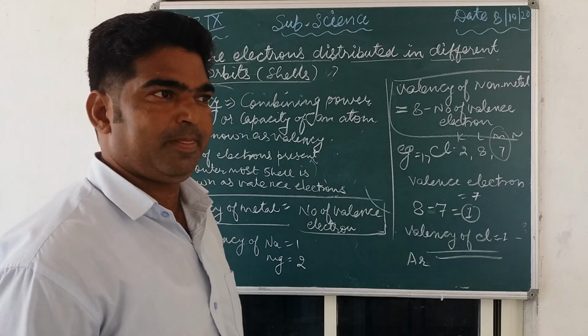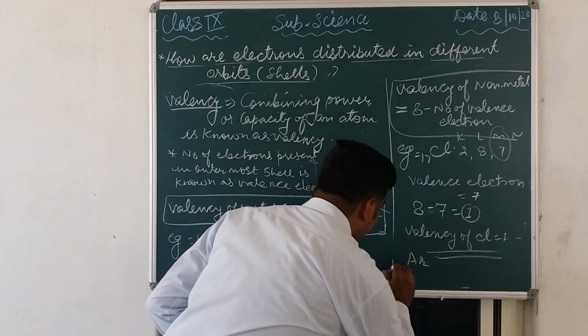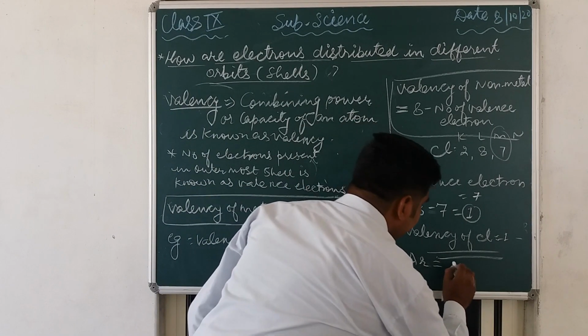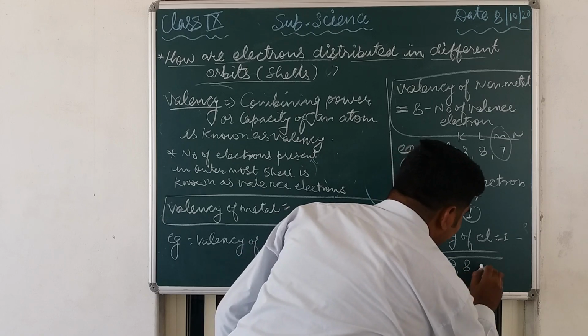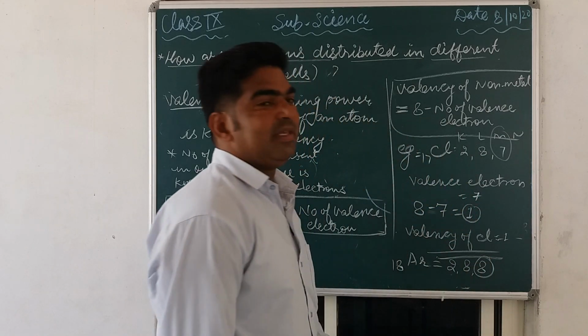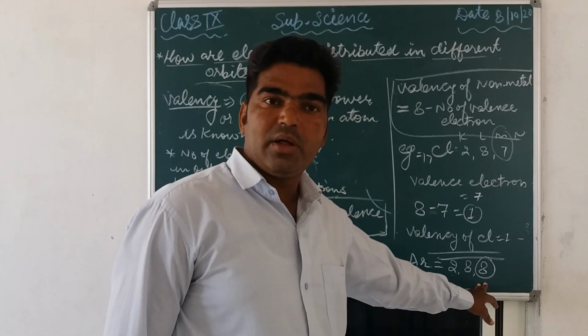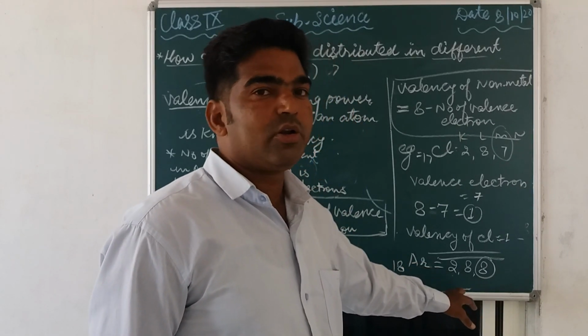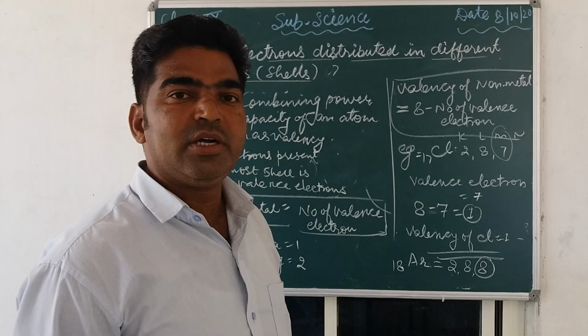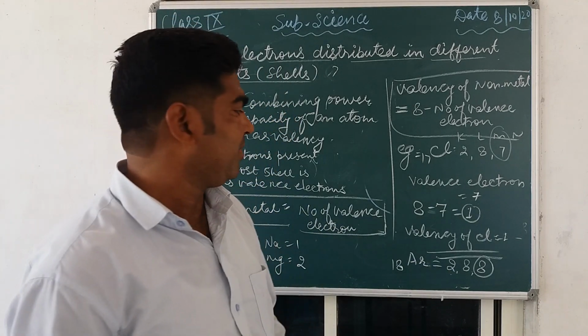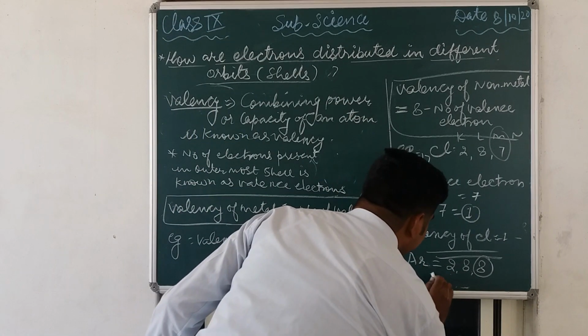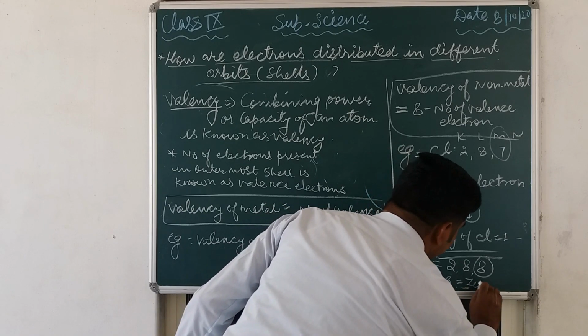Yes? 18. So 2, 8, 8. It means argon has a fulfilled, complete octet. It already occupies the complete octet, which means the valency of argon is 8 minus 8, which becomes 0.